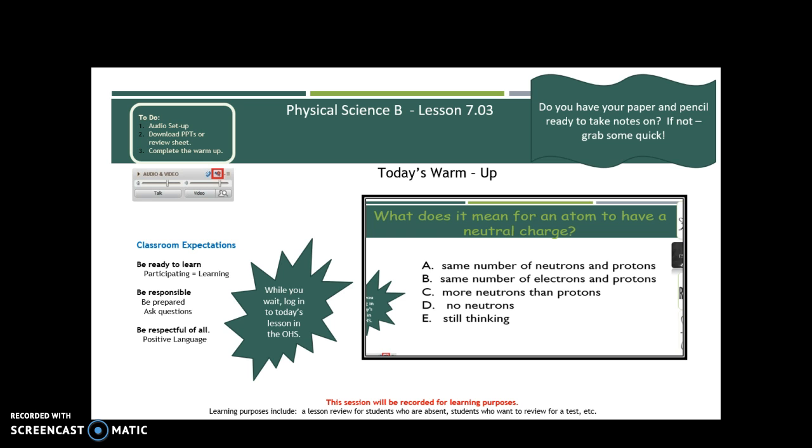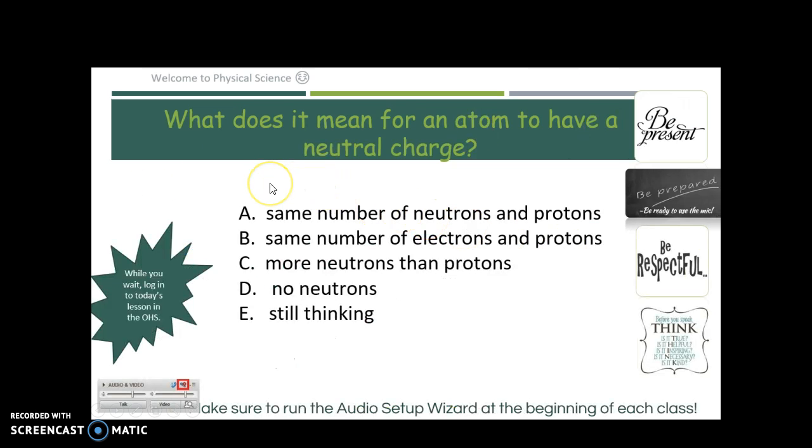So here's a nice warm-up for you to consider. What does it mean for an atom to have a neutral charge? Pick which option. I hope you chose option B. For an atom to be neutral, it will have the same number of electrons and protons.